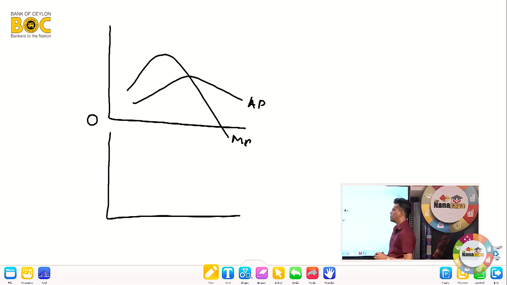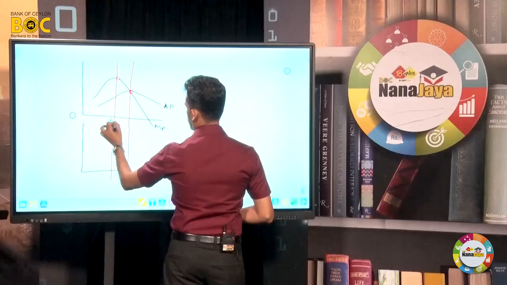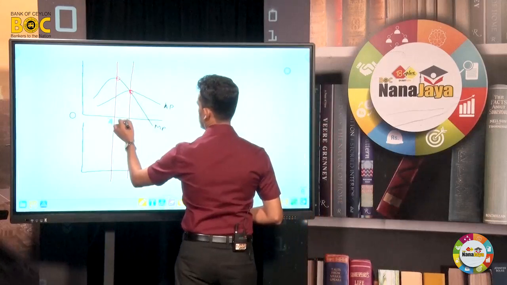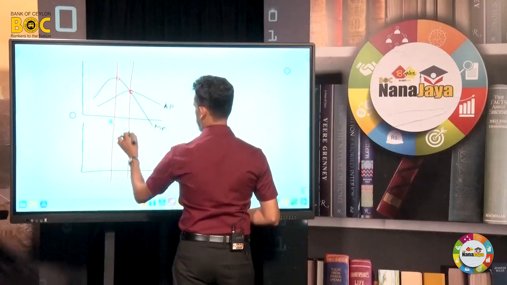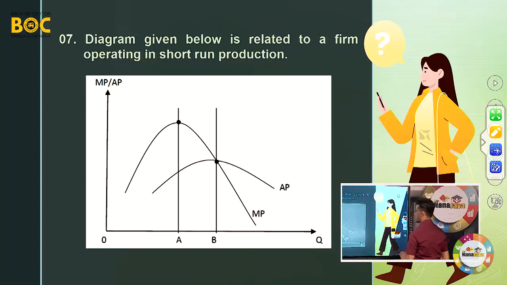You can see that the marginal product curve is increasing at the initial stage, and after some point the marginal product curve starts to go down. This question is identifying two points: the maximum point of marginal product and the maximum point of average product. The maximum point of marginal product is at this point, and this is what they have identified as B. So, the diagram given below is related to a firm operating in short run production. We'll go to the question.